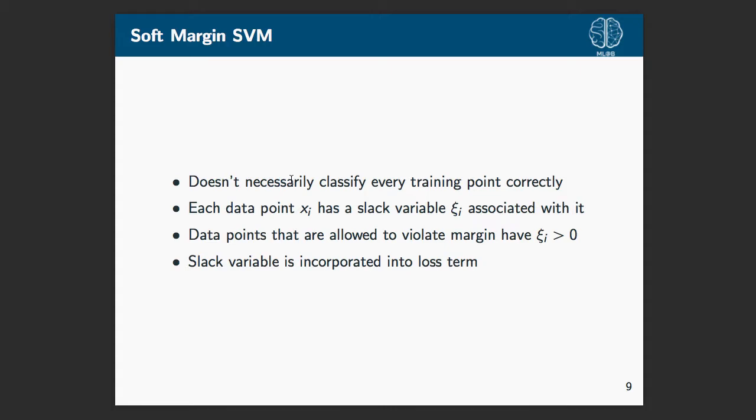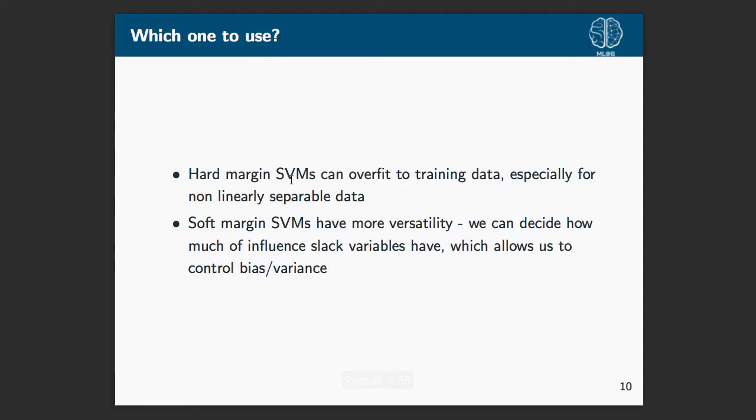And I'll talk more about what that exactly means later on, but you incorporate the slack variable into the loss term, and that allows certain points in the data set to be misclassified for the overall data set to be more generalized. Okay, so which one to use?